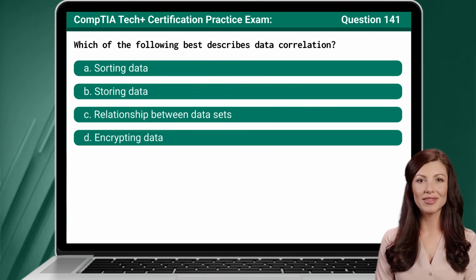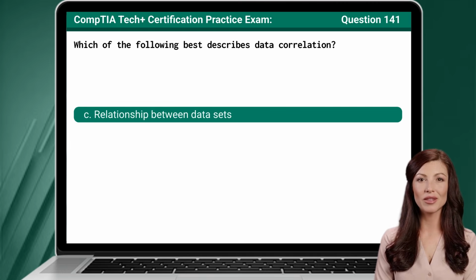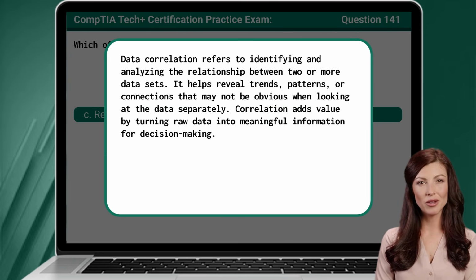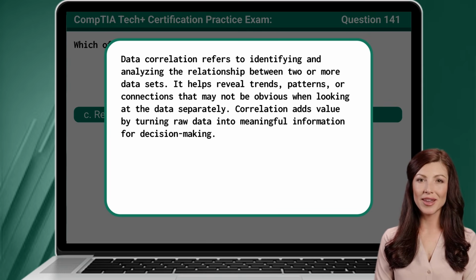The answer is C. Relationship between data sets. Data correlation refers to identifying and analyzing the relationship between two or more data sets. It helps reveal trends, patterns, or connections that may not be obvious when looking at the data separately. Correlation adds value by turning raw data into meaningful information for decision-making.